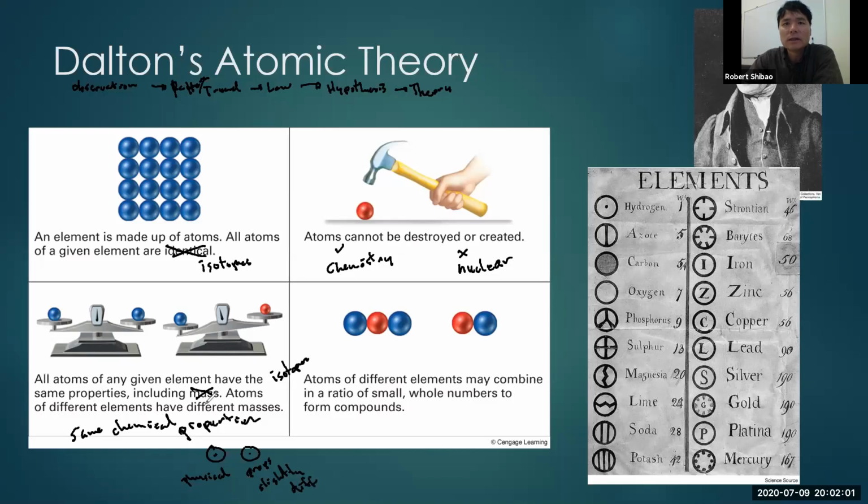In modern atomic theory, atoms of different elements may combine in a ratio of small whole numbers. We call this the law of multiple proportions.